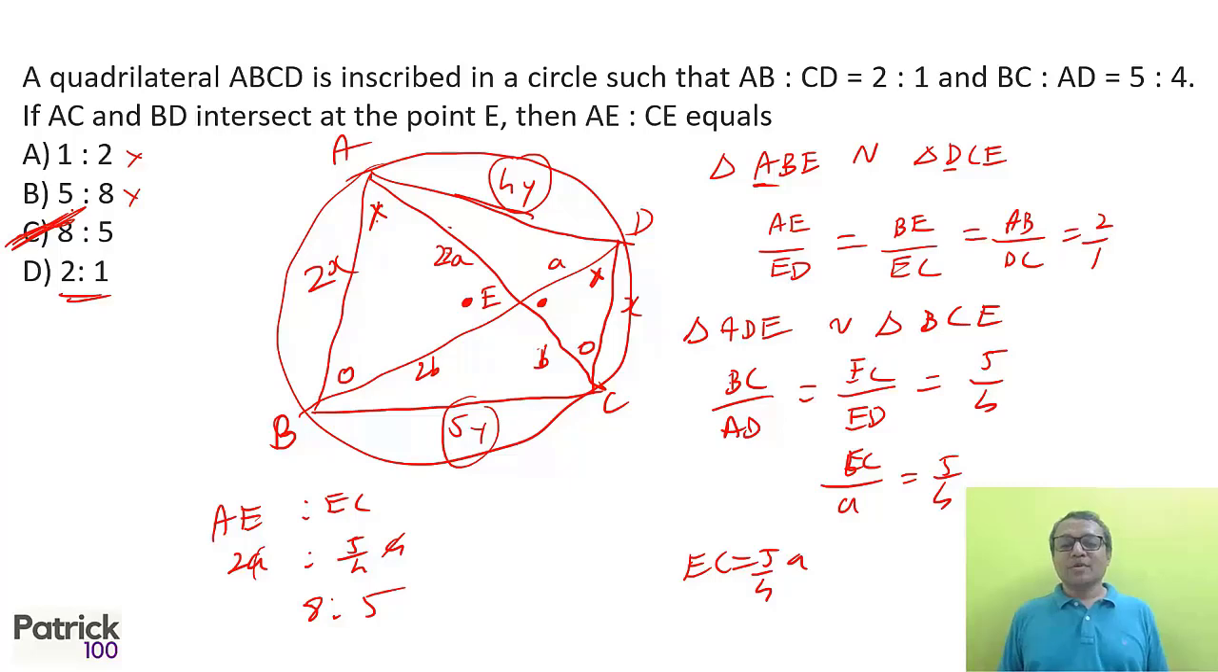Based on similarity of triangles, you can actually look and make out that it should be more than 1:1 but not 2:1, and based on that you can mark the answer if you're comfortable with it. If you're not, then use similarity of triangles to get the answer.